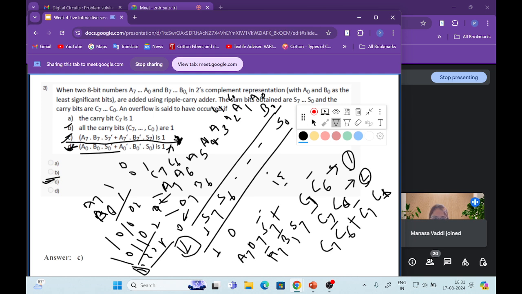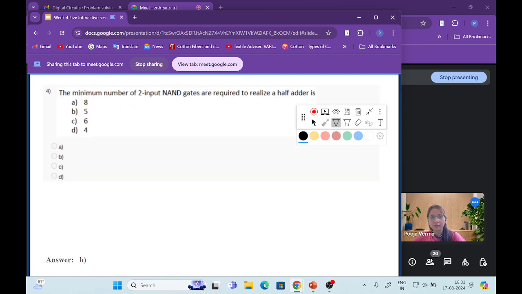Okay, so I hope all of you understand this question. So moving to the next question. The next question is: the minimum number of 2-input NAND gates required to realize a half adder. So how many NAND gates are required to realize a half adder?